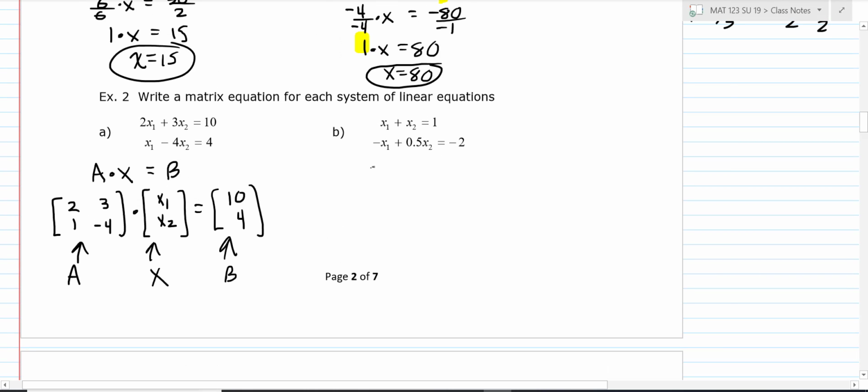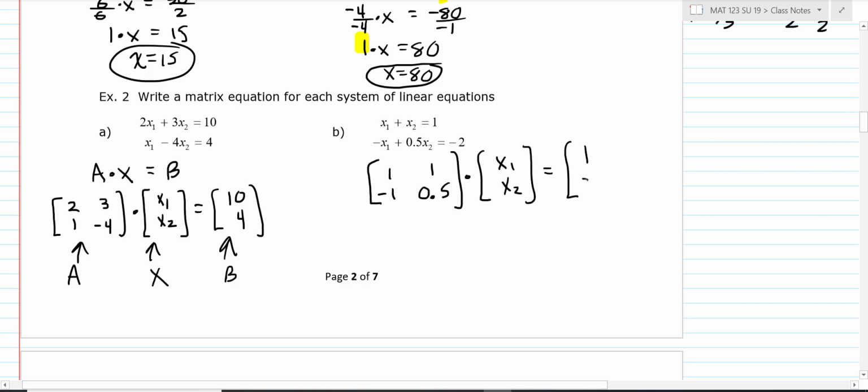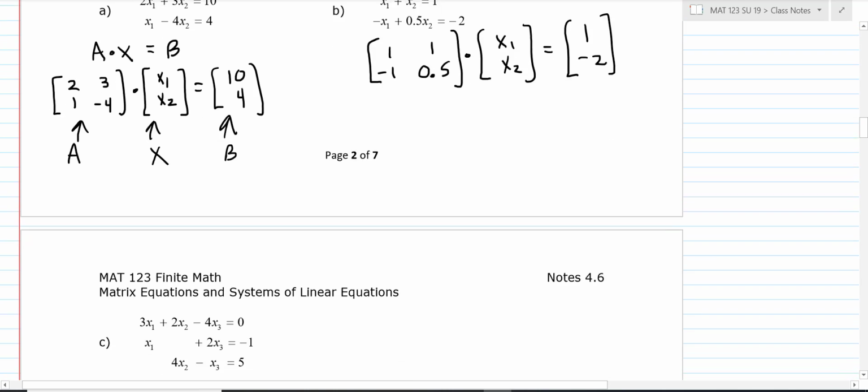So, this one we're going to write as coefficient matrix would be 1, 1. Those two variables have 1s in front. That'd be negative 1, 0.5. So you'd have 1, 1, negative 1, 0.5. Okay, then times your variable matrix. And then that's equal to the matrix 1, negative 2. Okay, like that. All right, that's it.